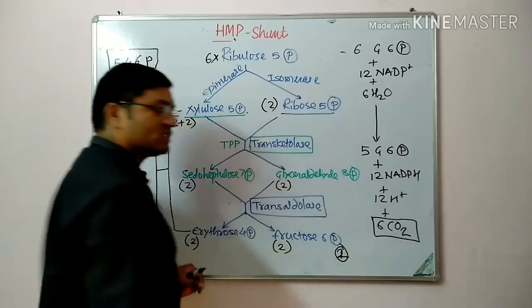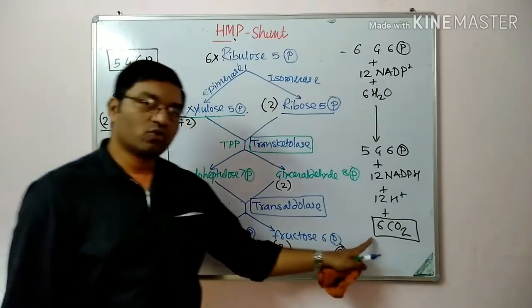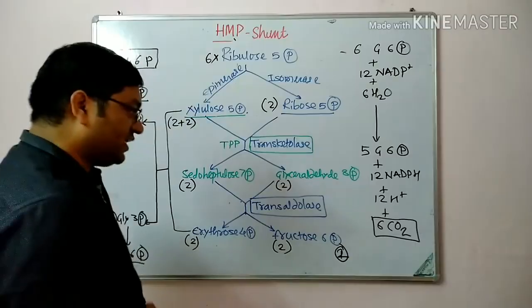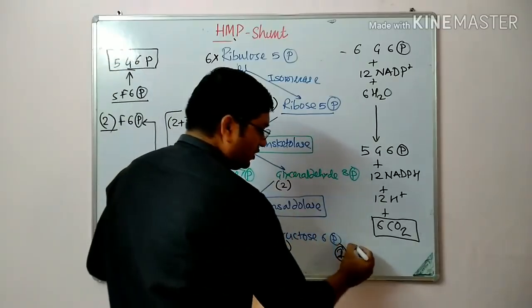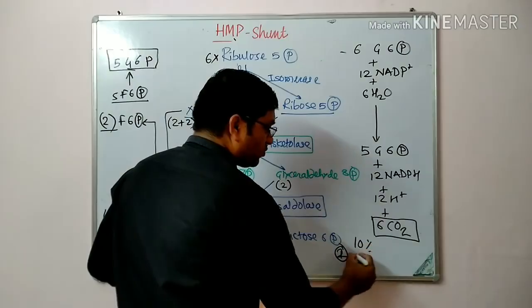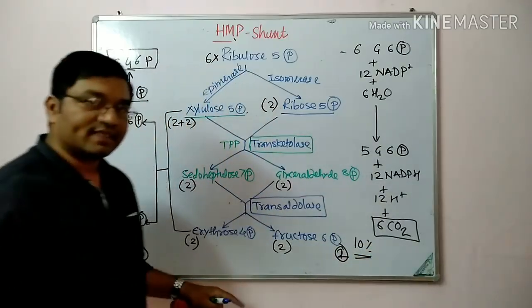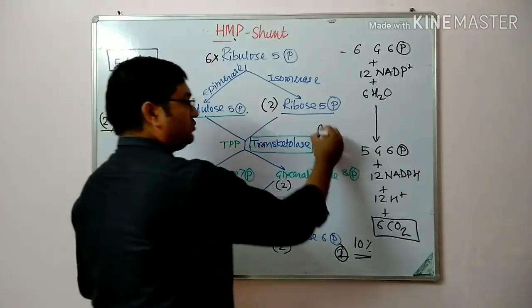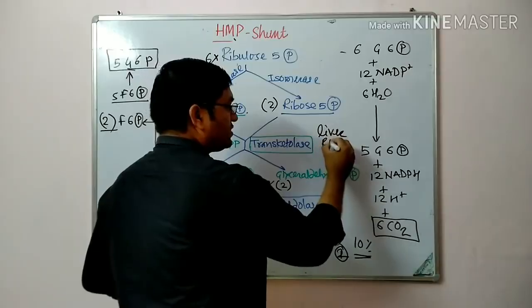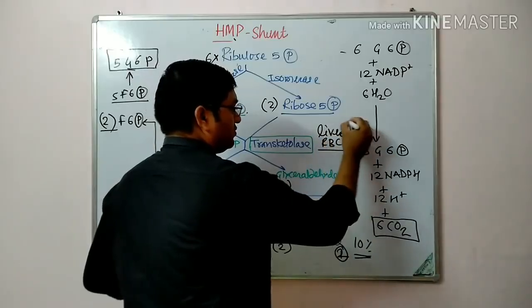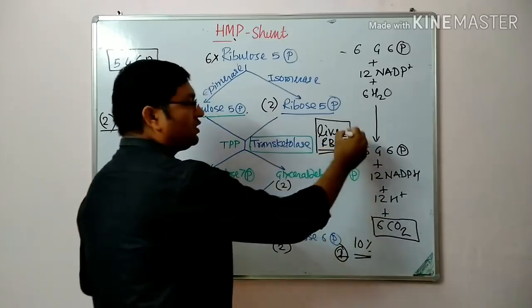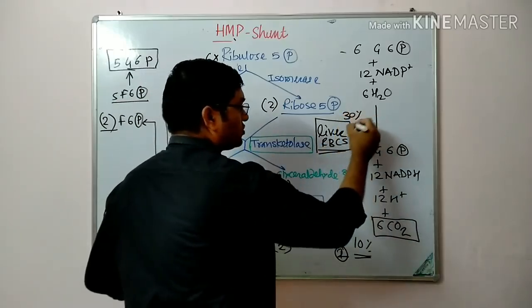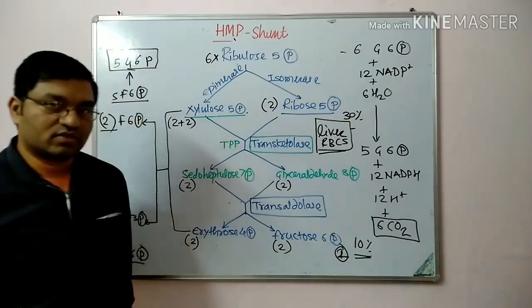So this is also known as the oxidative pathway for glucose, and 10% of glucose is oxidized by this HMP shunt, and liver and RBCs utilize 30% of glucose through the HMP shunt.